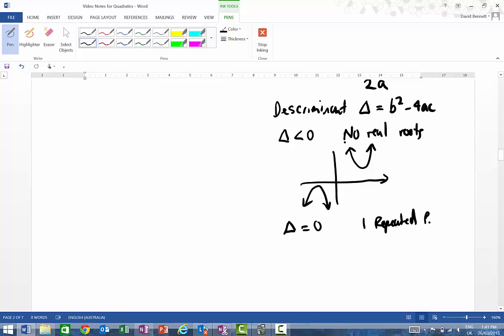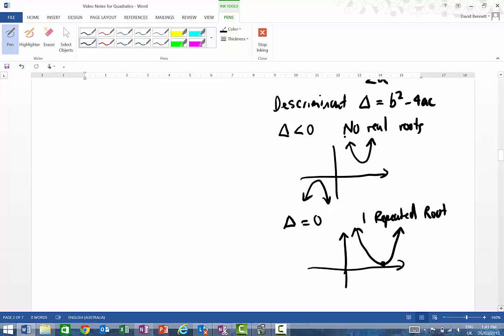Right, so in other words, it's basically talking about it touching the x-axis. That would be the case where my function comes down, touches the x-axis and goes back up again, either going down or going up, and therefore it's got the one repeated root. So a repeated root means it's got to be a tangent at that point.